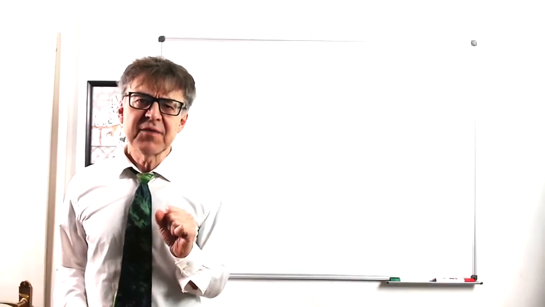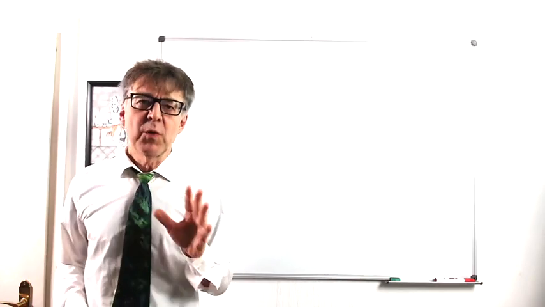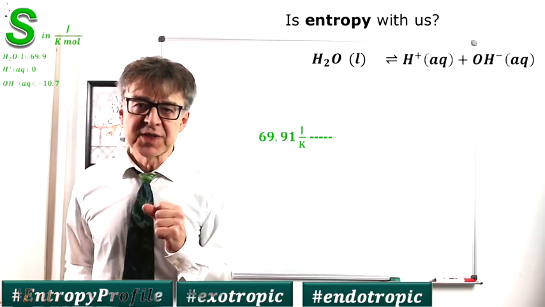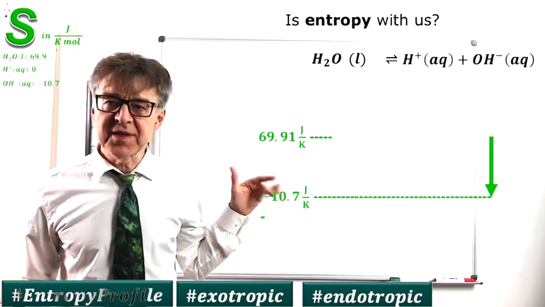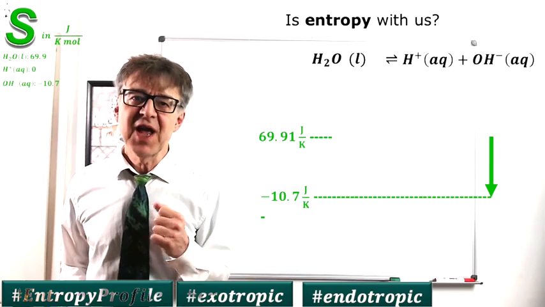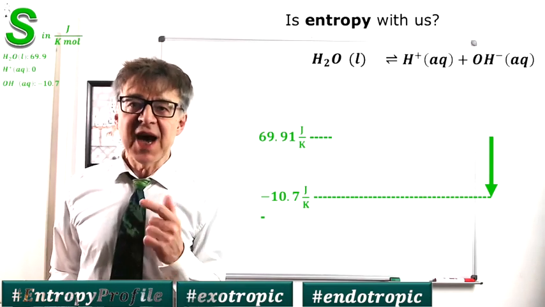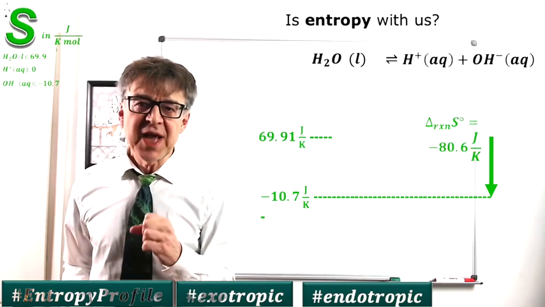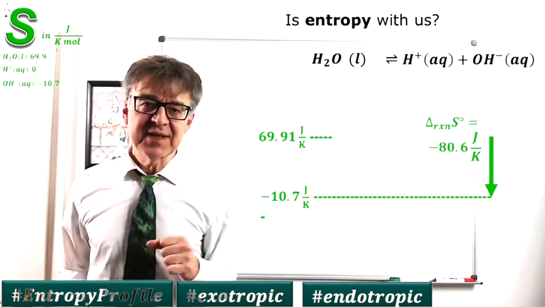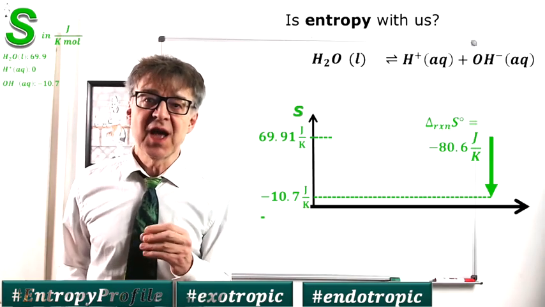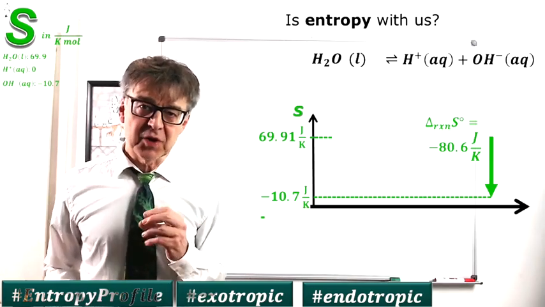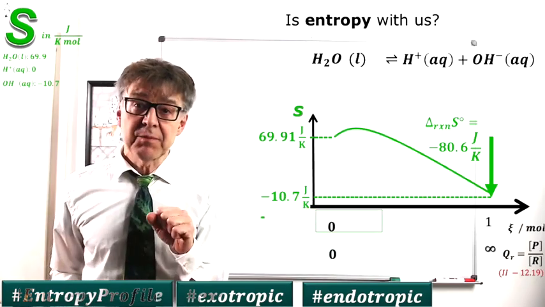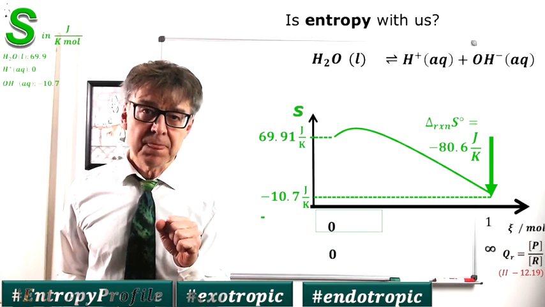Things look a little different with entropy. First of all, we can sketch in the entropy of the pure products and reactants. We start with relatively disordered water, 70 joules per Kelvin, and end up with the less chaotic ions, negative 11 joules per Kelvin. During the reaction, there is a mixture of both reactant and products, and mixtures usually are richer in entropy than pure compounds. This means that we do not have a straight line profile, but we may have a maximum.